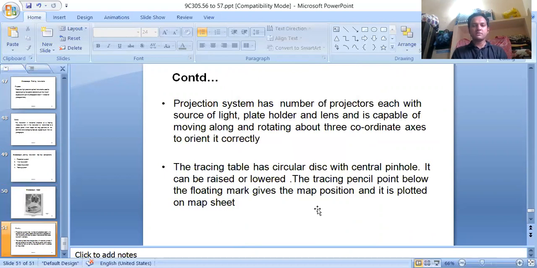The projection system has a number of projectors, each with a source of light, plate holder, and lens, and it is capable of moving along and rotating about three coordinate axes to orient it correctly. The tracing table has a circular disc with a central pinhole. It can be raised or lowered. The tracing pencil point below the floating mark gives us the map position, and it is plotted on the map sheet. This is how the map projection is done.